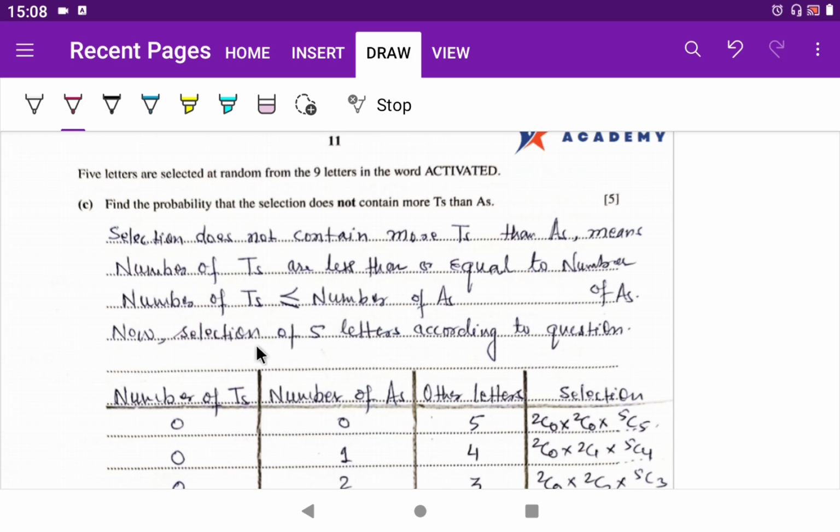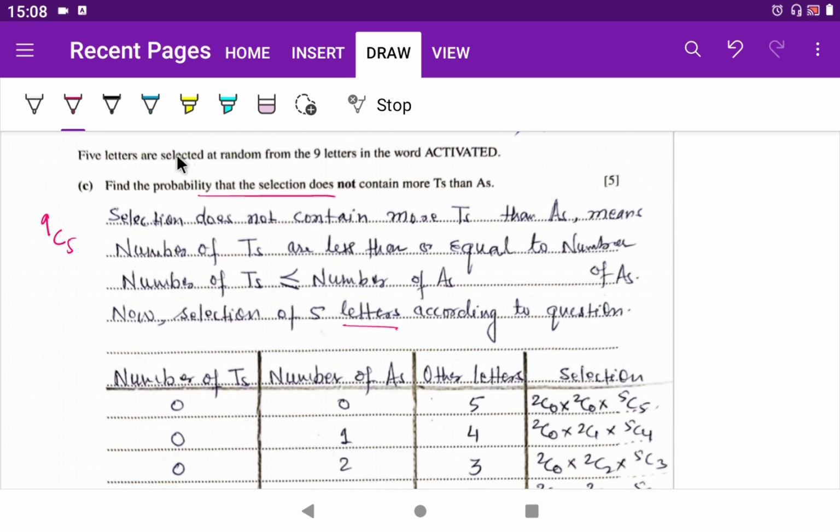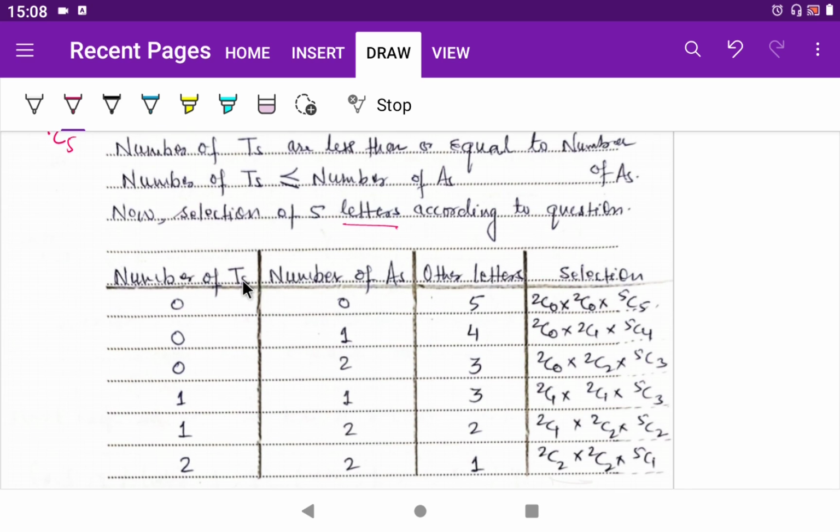So now, selection of 5 letters according to the question. Without any condition, I can take 9C5. But with this condition, we need to consider the number of T's and A's and the other 5 letters in the selection. So we need to find 5 letters from these 3 sets: we have 2 T's, 2 A's and 5 other letters. In the first case, I don't choose T, I don't choose A, I only choose the other 5 letters.